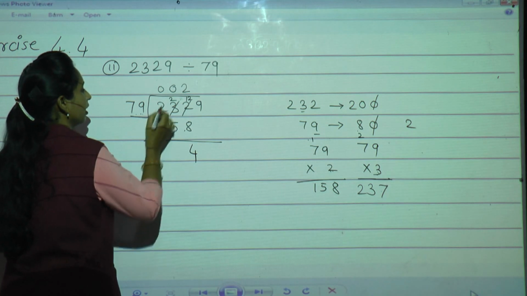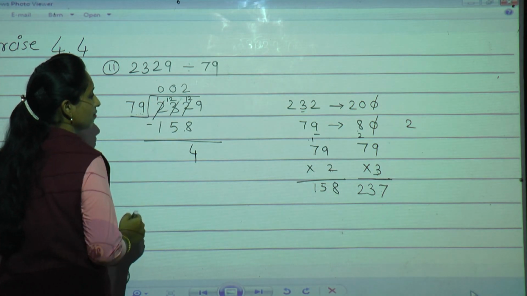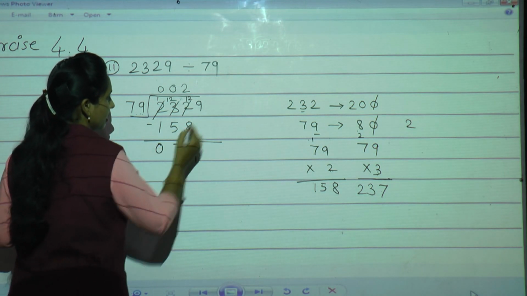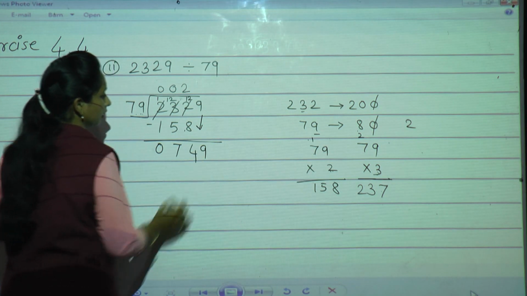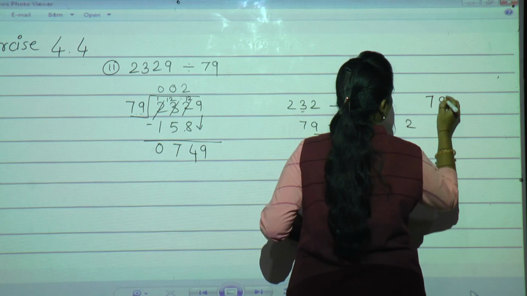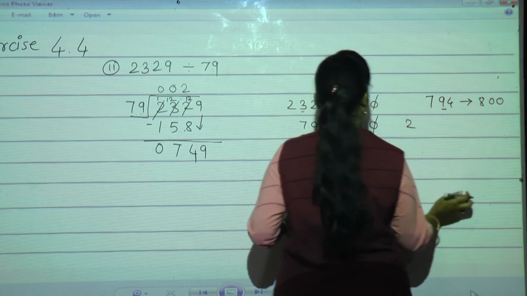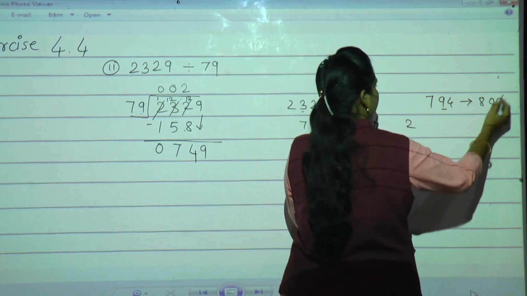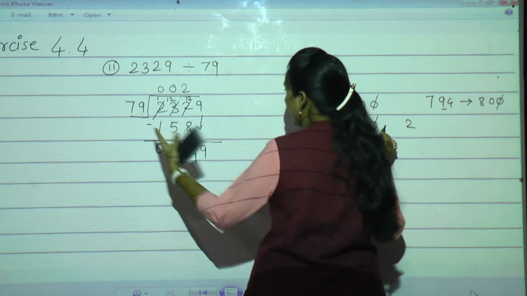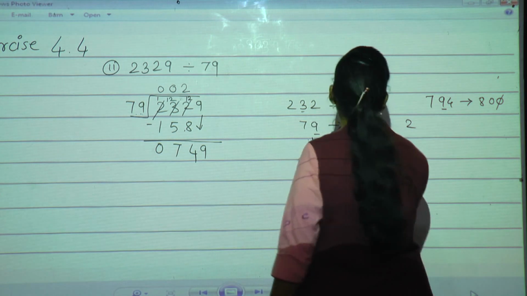2 minus 5. Again we cannot cut the 2. Give 1 borrow. Here 1 will remain. Now 12 minus 5 is 7. Now 1 minus 1 is 0. Bring down 9. Now we are having 749. So find out the nearest number to 749, which is 800. Now when we cross 8, 10 times means 80. But when we go 79 10 times means 790, which is greater than 749.